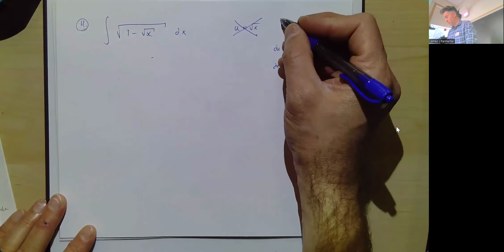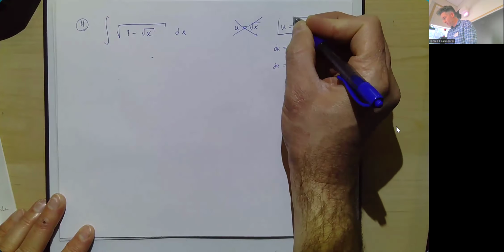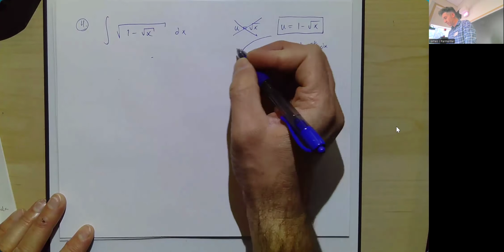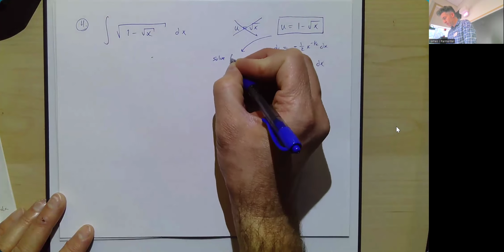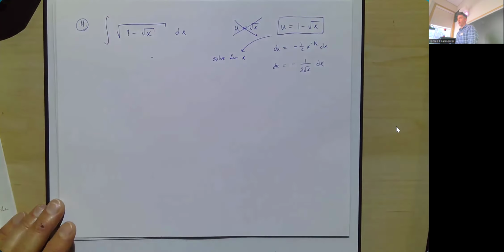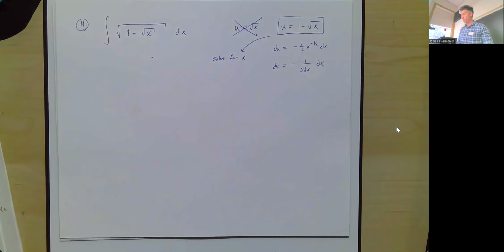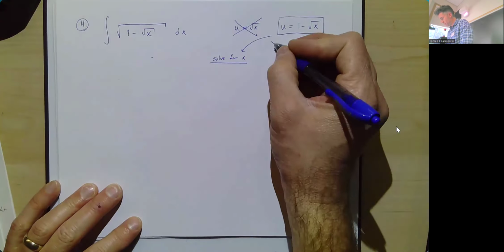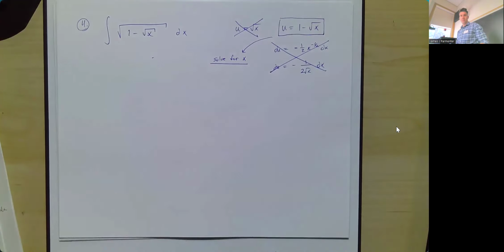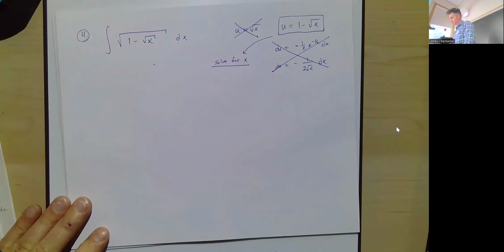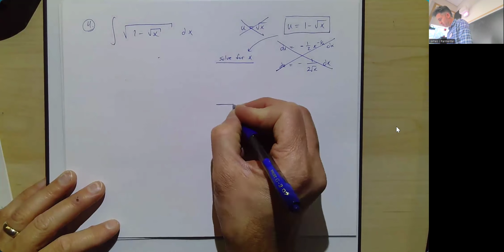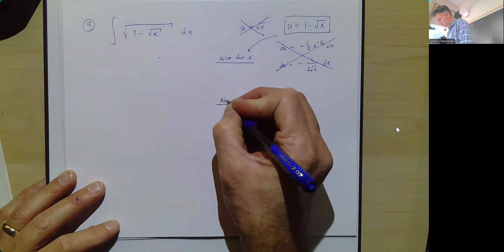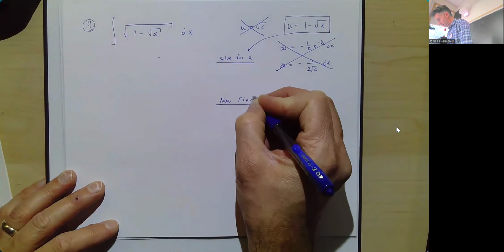So I want you all to take this equation, u equal to 1 minus root x, and solve for x. I would recommend bringing the root x to the left and the u to the right, and then squaring both sides. Done that, then you can find dx.